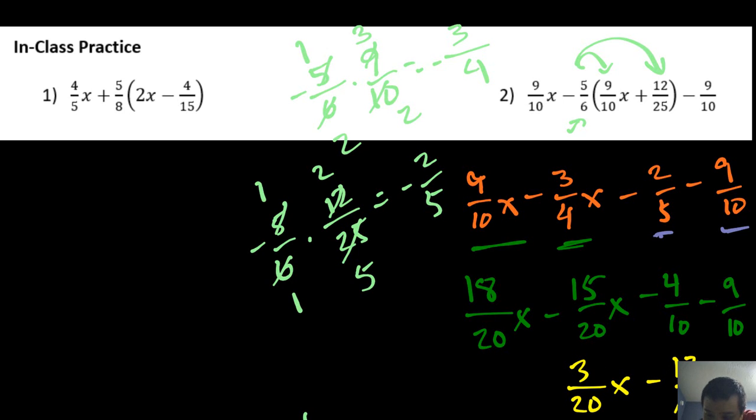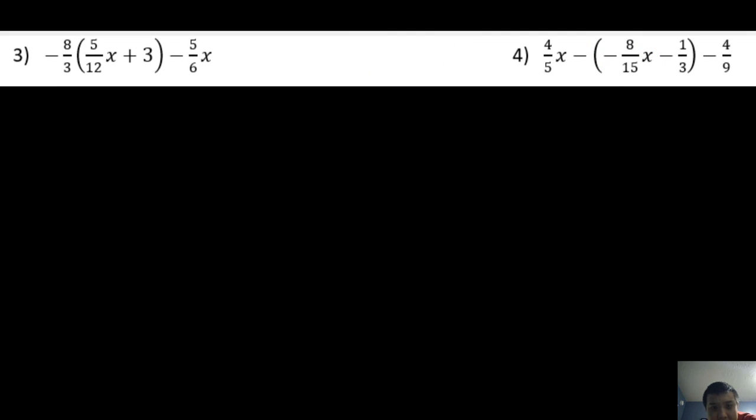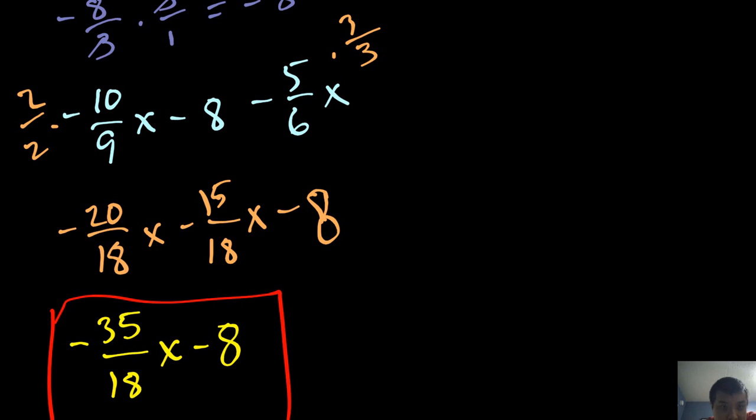And again, I'm okay with you guys at this point keeping it as improper fractions. Go ahead and try number 3 out on your own. What you should have found is the final answer being negative 35/18 x minus 8.